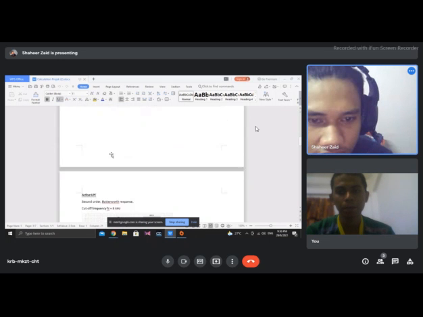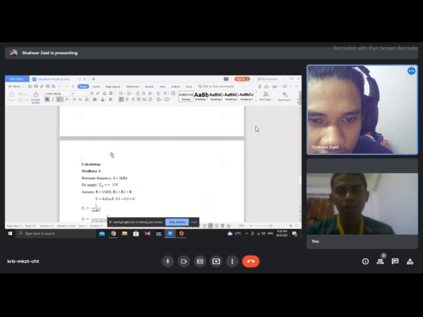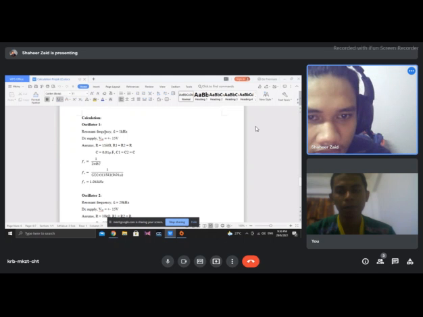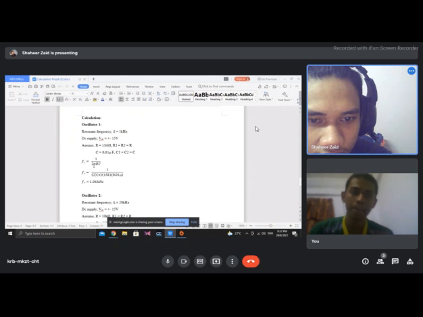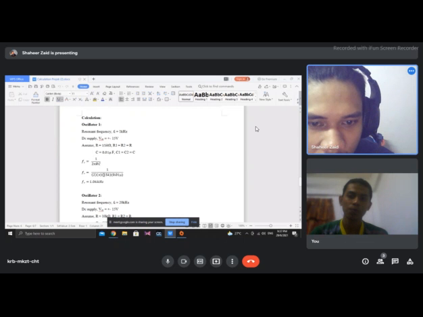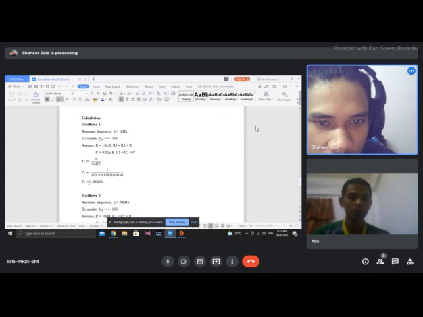So we move to the calculation for oscillator 1. The general frequency is 1 kHz, the DC supply is plus minus 50 volt, and the resistor is 50 kilo ohm, R1 equal to R2. The capacitor is 0.01 microfarad. The general frequency is equal to 1 over 2 pi RC, which is 1 over 2 times pi times 50 kilo times 0.01 micro. The final answer is 1.06 kilohertz.